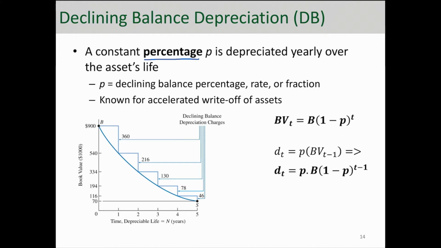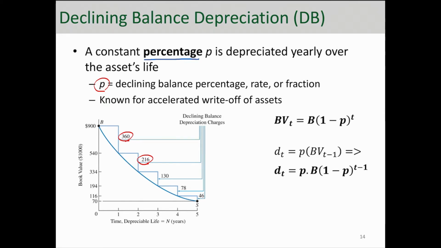We call this constant percentage P, and the way that depreciation would look on a graph is shown here. You can see that the depreciation in the early years is more, and then as you get closer to the end of life, the depreciation amounts become less. So it's called an accelerated write-off of assets because the rate of depreciation is accelerated compared to the straight line method.